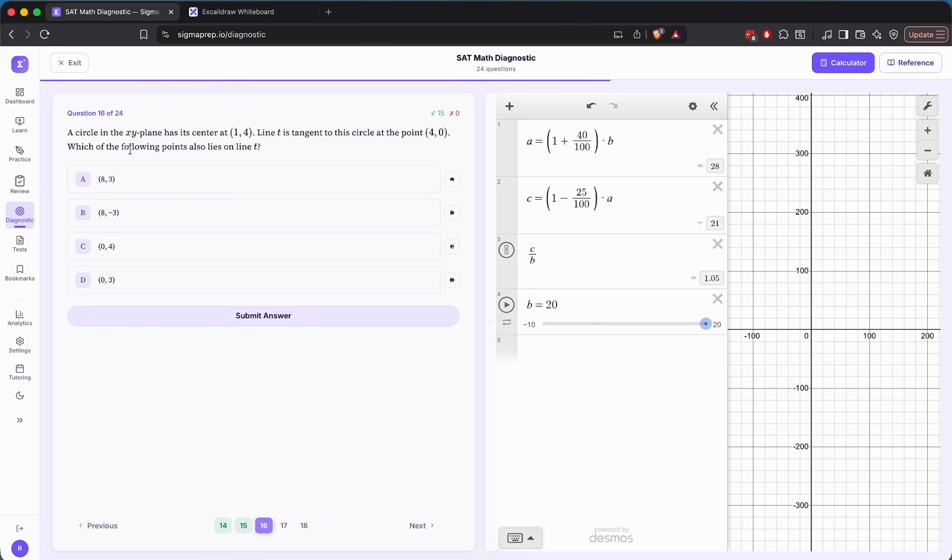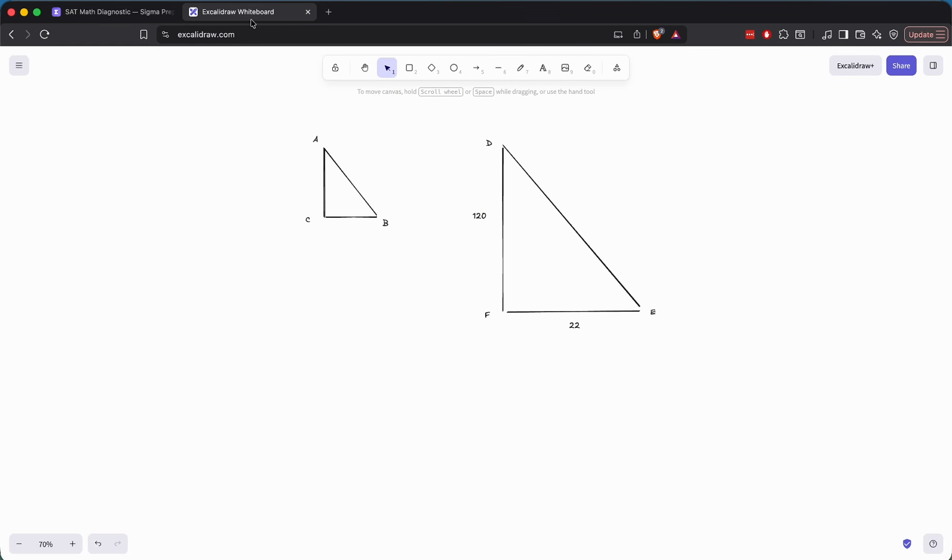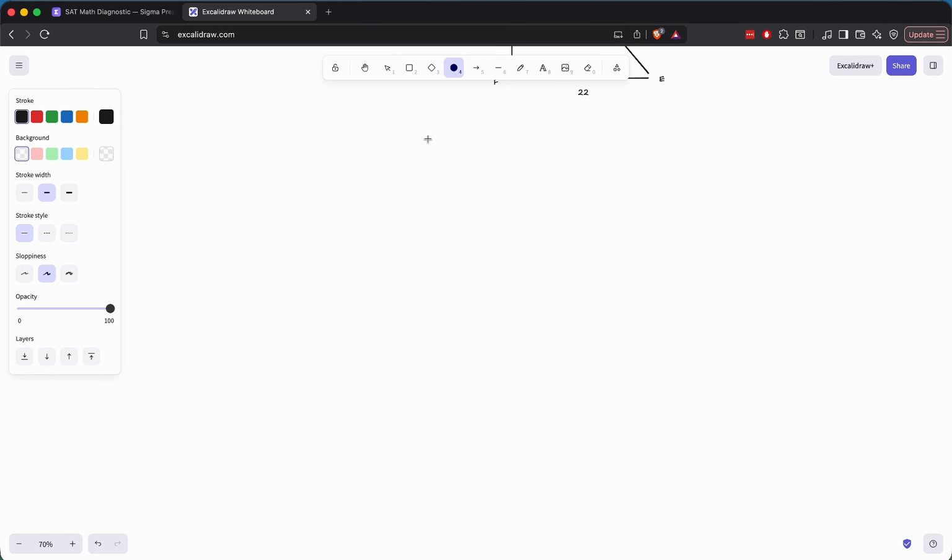Next one, circle. Okay, circle has a center 1, 4. Line T is tangent to the circle at 4, 0. Which of the following is also on line T? Okay, this is actually a little bit more interesting, right? So let's kind of sketch this out just so we can see what's going on here.